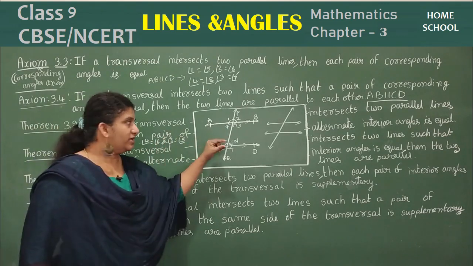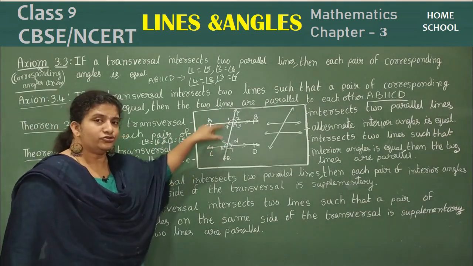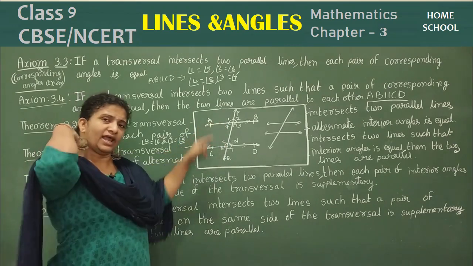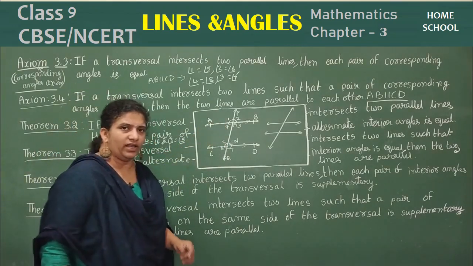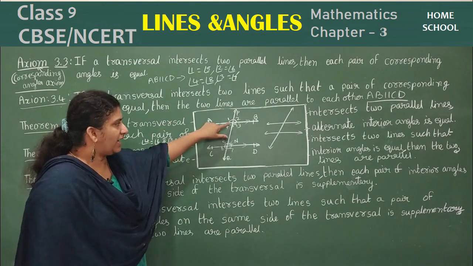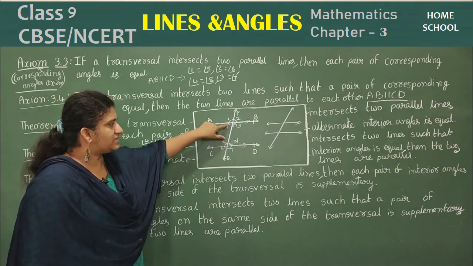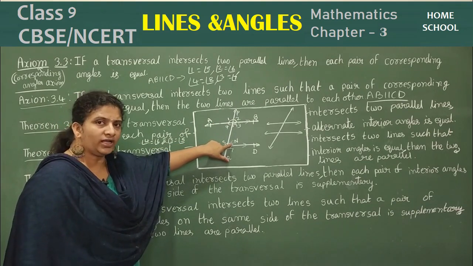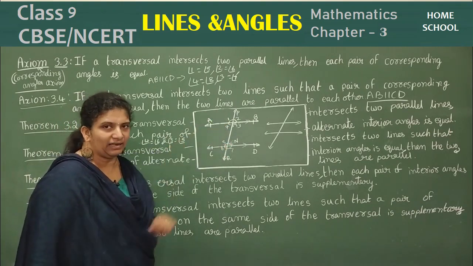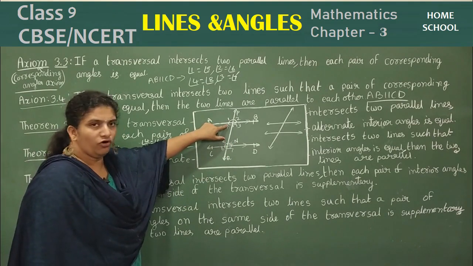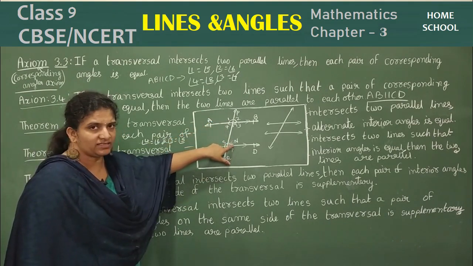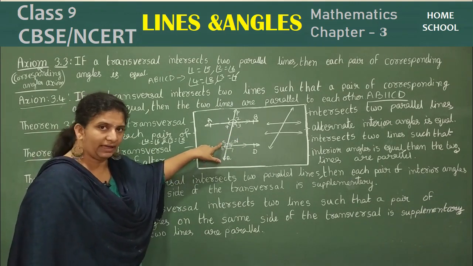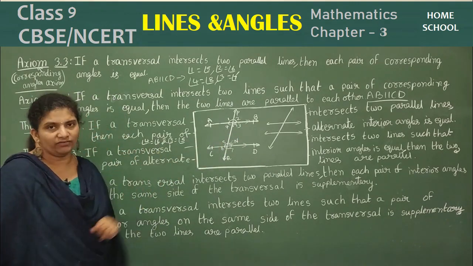So according to this, if a transversal is drawn on two parallel lines, then alternate interior angles are equal. Where are alternate interior angles? This is a transversal, this angle is alternate to this angle. Then we can say they are alternate in between two parallel lines. So angle 4 is alternate to angle 6. Angle 3 is alternate to angle 5. That only I have written here.